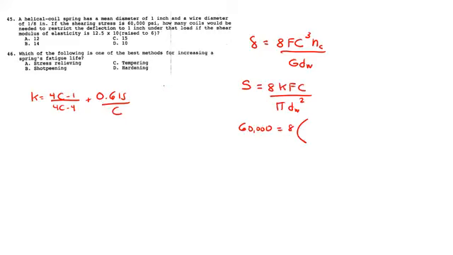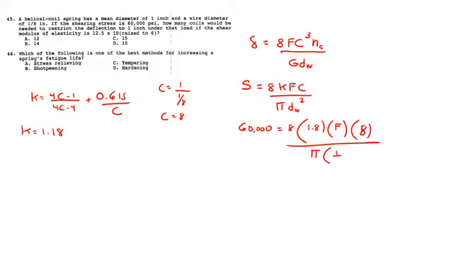Then, si C natin makukuha using mean diameter. So, ilan yung mean diameter natin? 1 inch divided by wire diameter na 1/8. So, C is equals to 8. So, substitute nyo yung C dito, makukuha natin K is 1.18. So, 1.18 times force na hinahanap, then C, 8 divided by pi times diameter ng wire na 1/8 squared. So, makuha natin force dito is equals to 38.99 pounds.